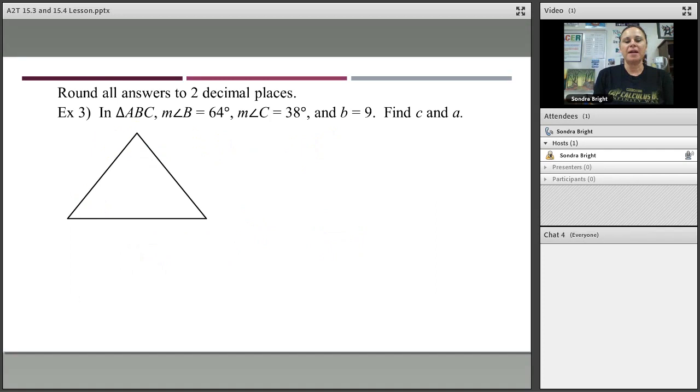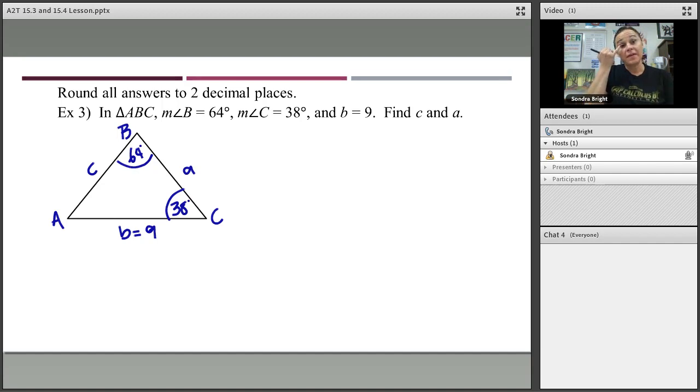Example 3 says to round all of your answers to 2 decimal places, and we've got angle B is 64 degrees, angle C is 38 degrees, and side B is 9. They want us to find side C and A. So I'm going to label this first. I'm going to draw, just make sure you draw a triangle in there. I'm going to label it. Angle B is 64 degrees. Angle C is 38 degrees. And then side B, which is this guy over here, is 9. And then we want side C and we want side A.